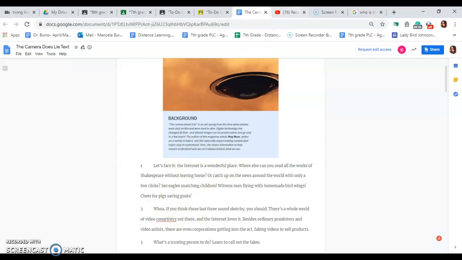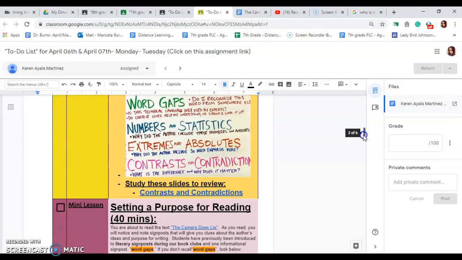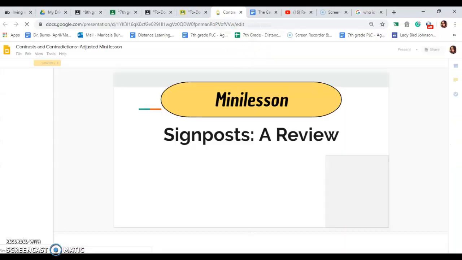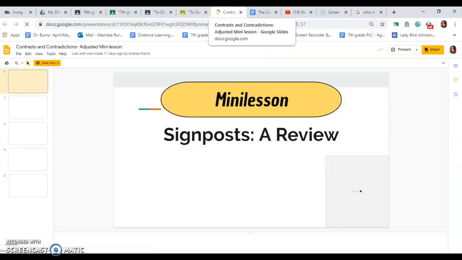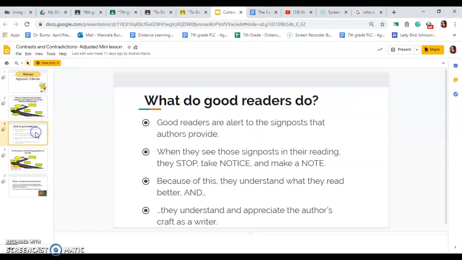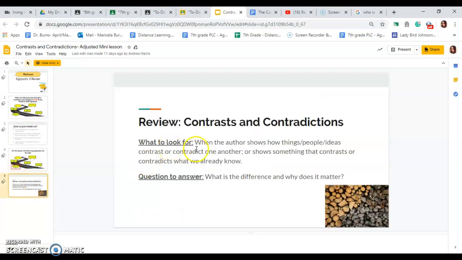For the second part, you're going to focus on contrasts and contradictions. So go back up. Contrasts and contradictions. Remember, it had a hyperlink. You copy all that and you figure out what contrasts and contradictions are. And it says what to look for.